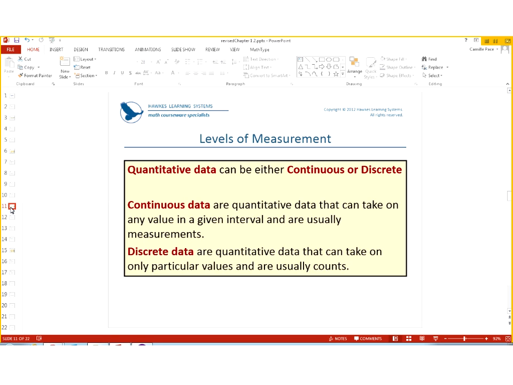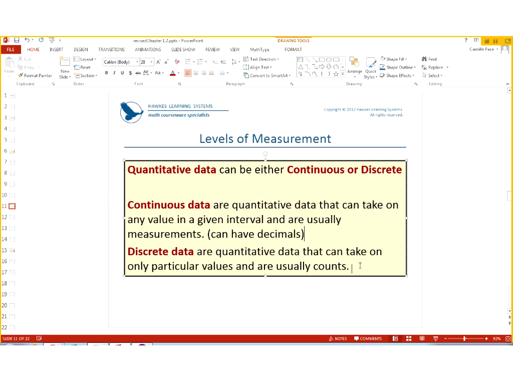Quantitative data can be a couple of different ways. The first way is continuous or discrete. Continuous data are quantitative data that can take on any value in a given interval and are usually measurements. And I'm going to put in here, can have decimals. Okay. Discrete data are quantitative data that can only take on particular values and are usually counts.